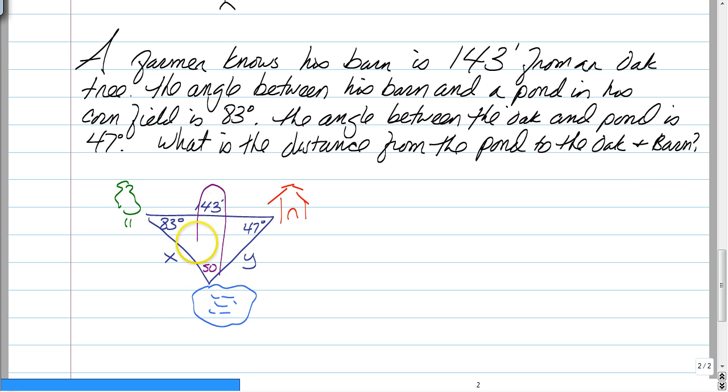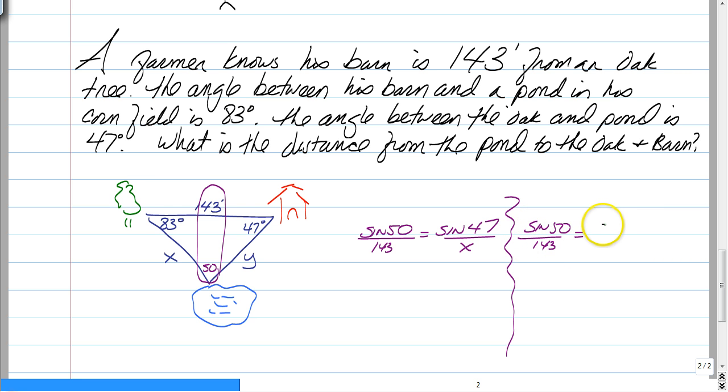Look, you have a big and little. So you have the sine of 50 and 143. So you can use the law of sines on this one. So you have the sine of 50 over 143 is equal to the sine of 47 over x. And you get to use that exact same setup, the sine of 50 over 143. But now you're going to set that equal to the sine of 83 over y. And you just have to use the law of sines 2 times with your calculator.